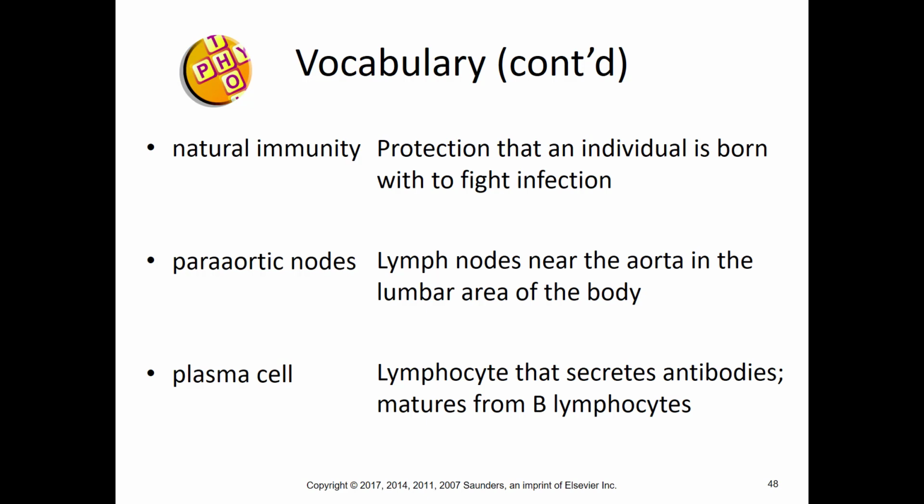Para-aortic nodes are lymph nodes near the aorta in the lumbar area of the body. So remember, it's around the lumbar region, around the aorta. That's called para-aortic nodes. A plasma cell is a lymphocyte or white blood cell that secretes antibodies. Remember, they are derived from what cells? Yes, you guessed it, from B lymphocytes.